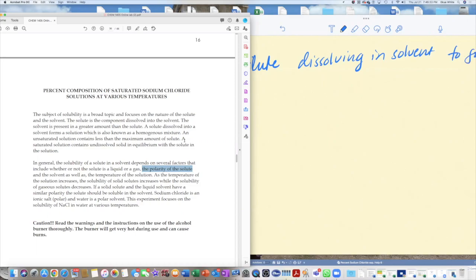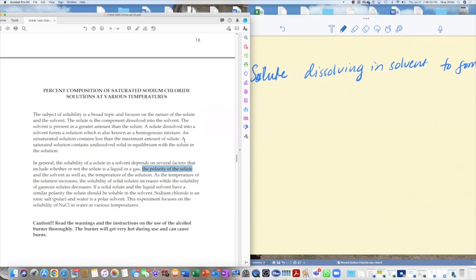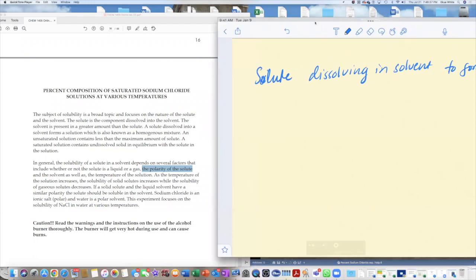to form. Oh, this is out of frame. Hold on. Let me make this smaller.